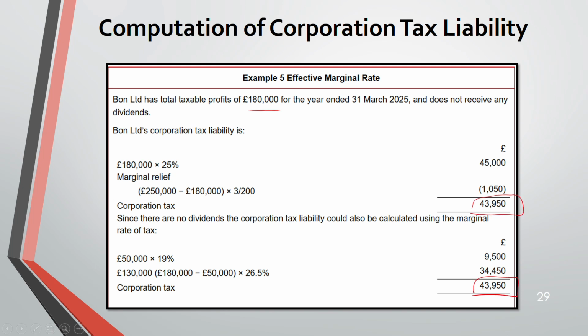So first we'll take the method that we have been introduced to. 180 into 25%, deduct the relief. Upper limit is 250, augmented is 180, standard fraction. Since no dividend, augmented profit is equal to taxable total profit. That's why we did not multiply that by that fraction. Now using 26.5%, calculate 50,000 into 19%, then add the TTP, which is 180, minus the lower limit, which is 130, multiplied by 26.5%. Same corporation tax.